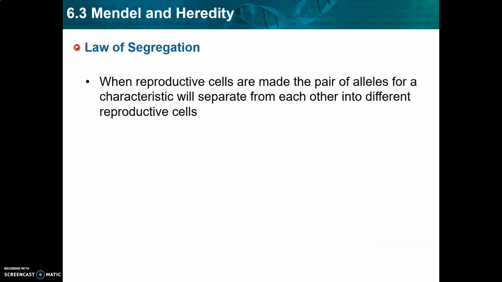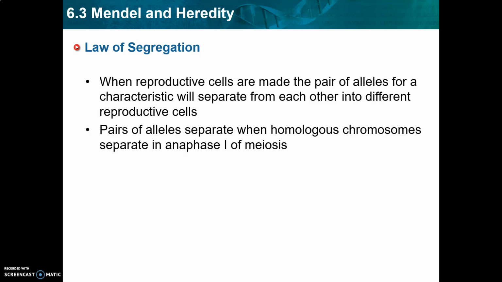Our second law is the law of segregation. And in the law of segregation, this has to do with when the gametes are made. Those reproductive cells, which are the gametes, remember they only have one copy of each chromosome. So in a gamete, it will only have one or the other of the two alleles from the parent that made that gamete. This is because those alleles separate when those homologous chromosomes become separated from each other during anaphase 1 of meiosis.